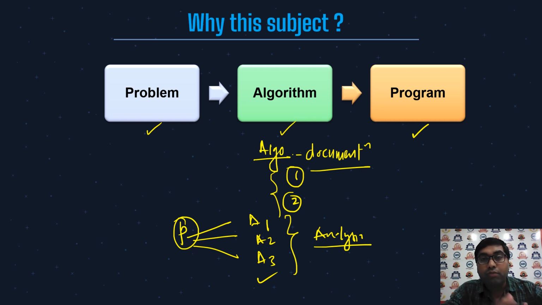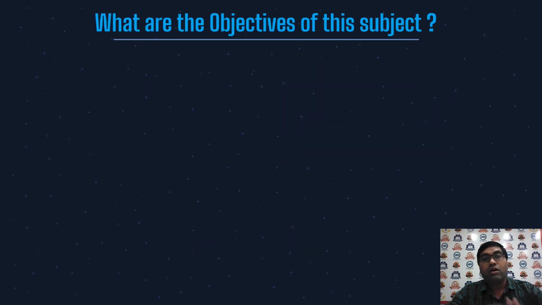That's why the name of this particular subject is design and analysis of algorithm, where we have to study various algorithm design techniques and how to perform analysis of all these algorithms. Next, what are the objectives of this particular subject? So basically there are three objectives.